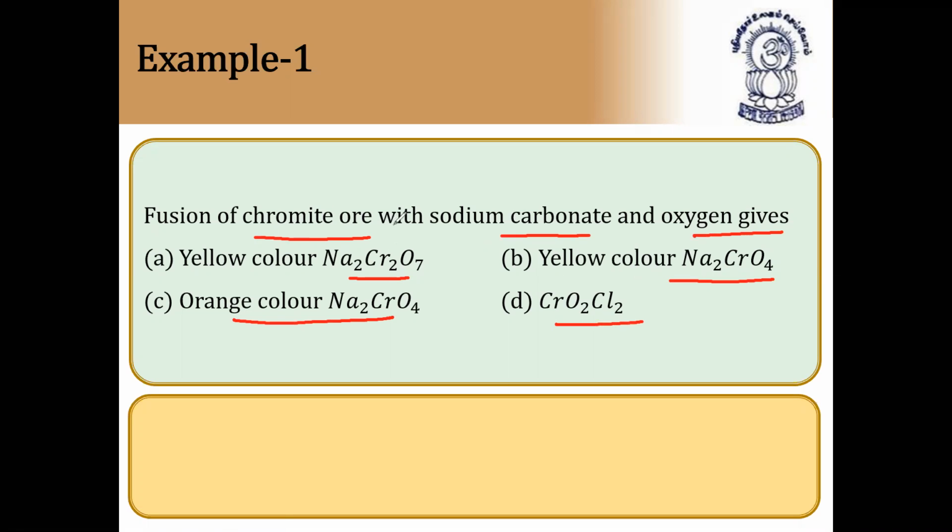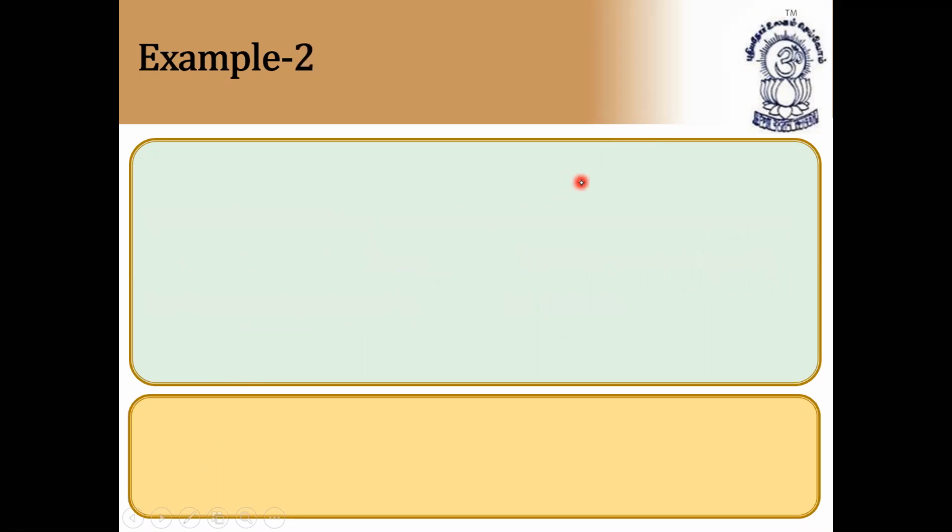Fusion of chromite ore with sodium carbonate. So the answer is yellow color sodium chromate. It is forming due to the formation of sodium chromate. Chromate oxide, CrO3, is changing to sodium chromate Na2CrO4. Very, very important question, please note it down. All the best questions we have given here as examples, so please note down all these questions.